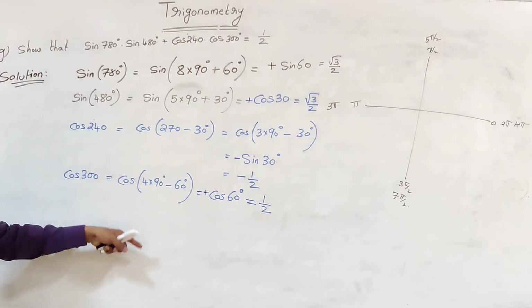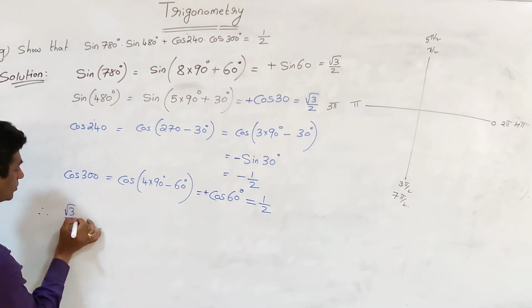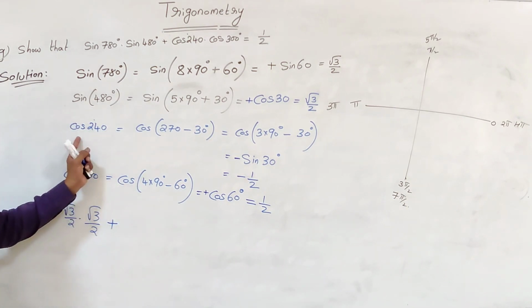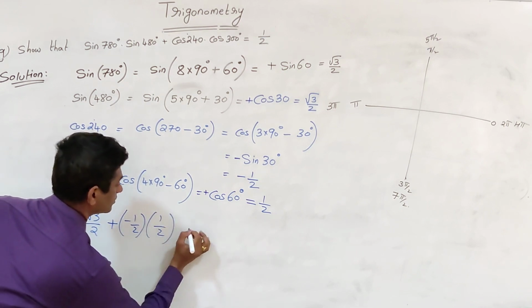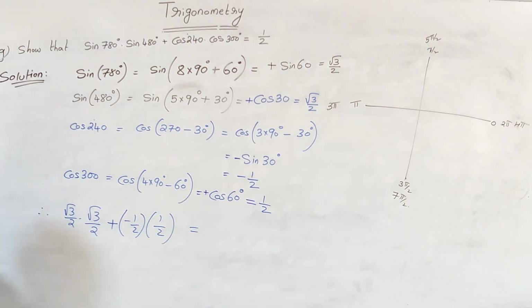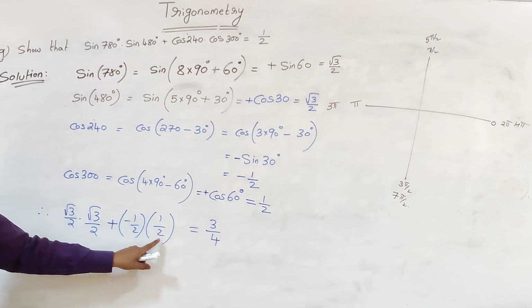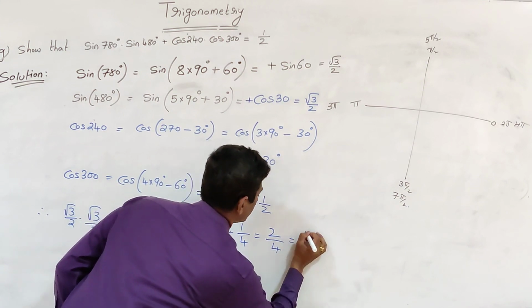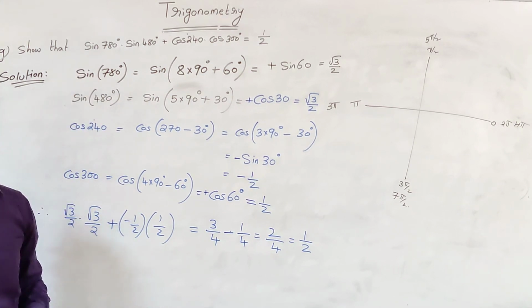Now substitute all the values. So what we get? Therefore, sin 780 is root 3 by 2 into root 3 by 2, plus cos 240, which will be minus 1 by 2, into 1 by 2. Root 3 by 2 into root 3 by 2 gives 3 by 4, plus minus 1 by 2 into minus 1 by 2, that gives minus 1 by 4. So that will be 2 by 4, and that will be 1 by 2. So that is the LHS. So sin 780 into sin 480 plus cos 240 into cos 300 will be 1 by 2.